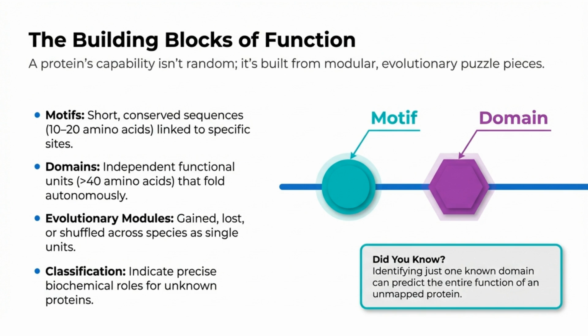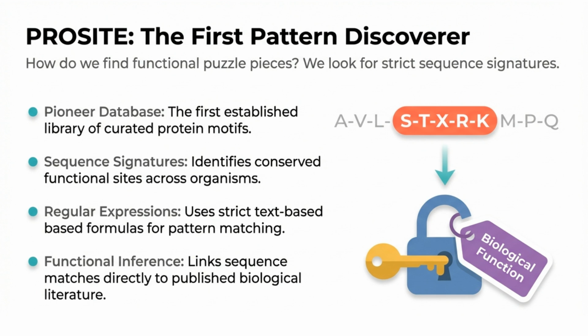This is extremely useful in annotation. If an unknown protein contains a known catalytic or binding domain, we can often make a strong prediction about its likely function. If you look at the slide, the key message is that protein function is modular, and evolution often reuses successful structural units. To identify these units, specialized databases are used. One of the early databases used for functional motif detection is PROSITE.